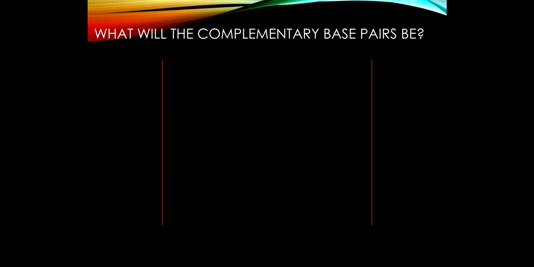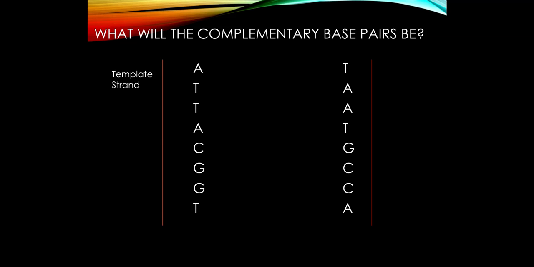What will the complementary base pairs be? So on your sheet, you should pause this video right now to try and figure out what the complementary base pairs will be for this strand of DNA. So remember Chargaff's rule and write it on your note sheet, and then come back and check your answers here. So we know A should be paired with T and C should be paired with G. Yes. So we call this our template strand on the left and our complementary strand on the right, because they complement each other.